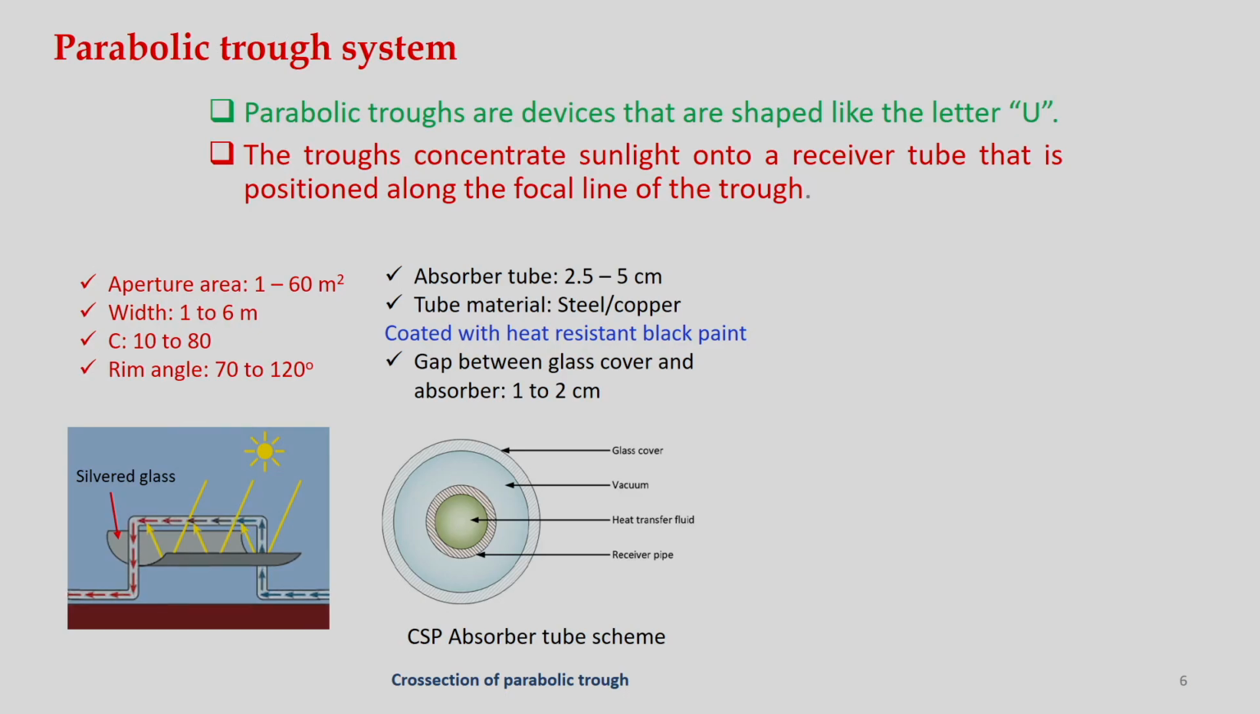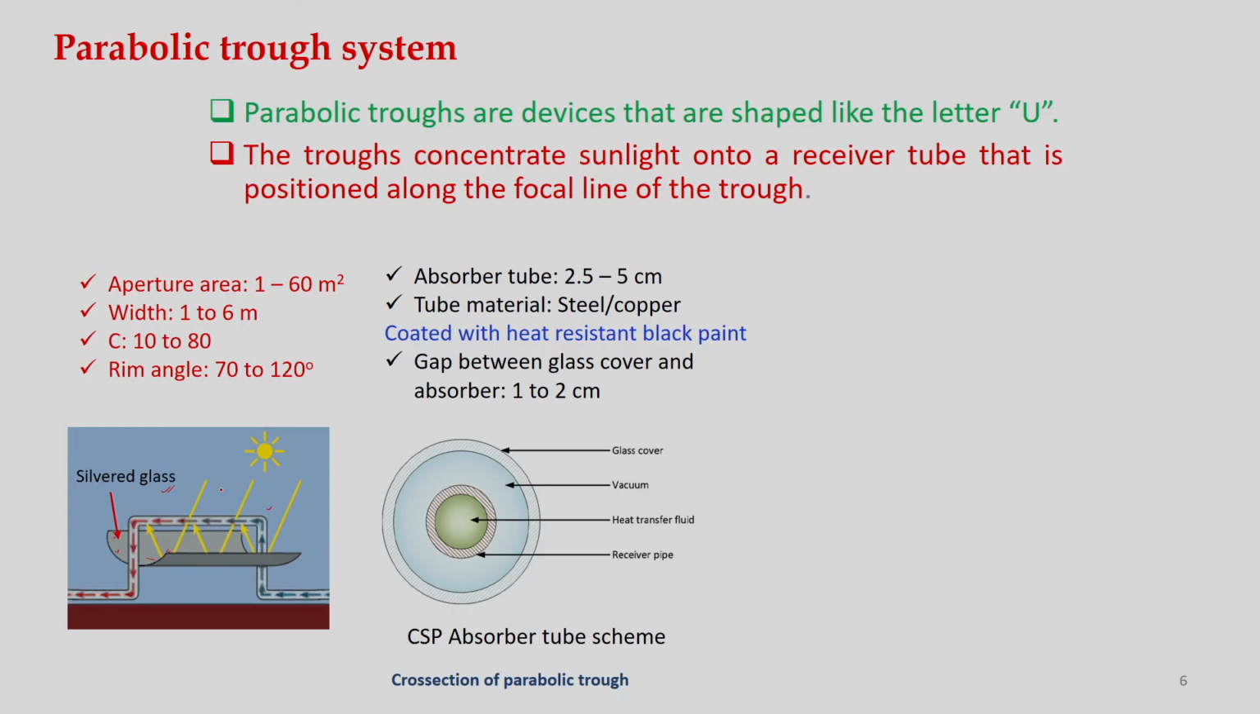Okay. The troughs concentrate sunlight onto a receiver tube that is positioned along the focal line of the trough. As you can see, this is the trough, and solar radiation is falling on this concentrator and is reflected to this receiver where heat transfer fluid is flowing. Initially what you can see is a blue line and finally a red line. That means temperature is increasing from inlet to outlet. So, this is the inlet, this is the outlet. Okay? And normally these reflectors are made of silver glass to increase the reflectivity.